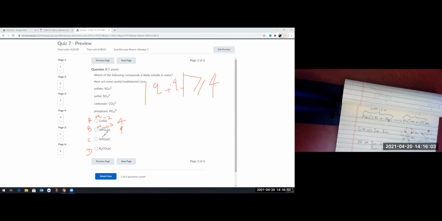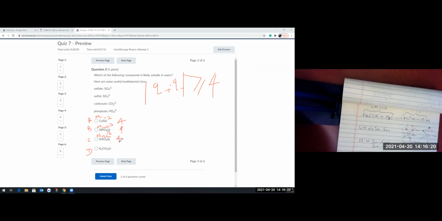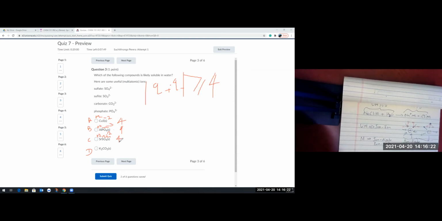And in strontium sulfate, sulfate is -2. You are already told that. And then strontium has to be +2, because that's how we achieve charge neutrality. Therefore, the charge product is 4. Therefore, strontium sulfate, soluble or insoluble? What do you guys think? Option C, soluble or insoluble? Insoluble. That's it.